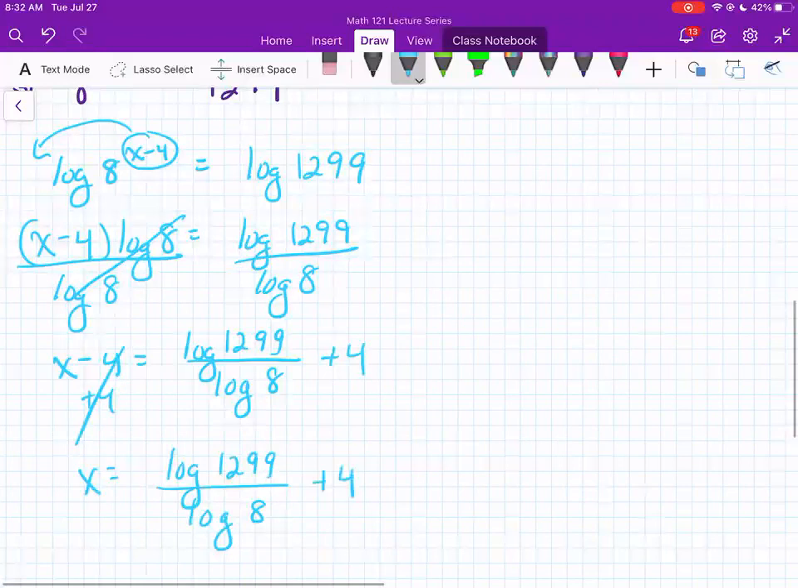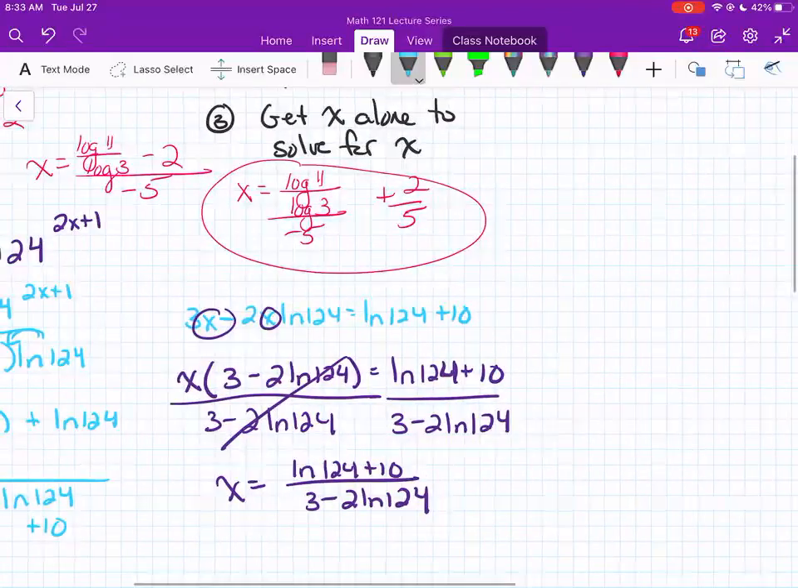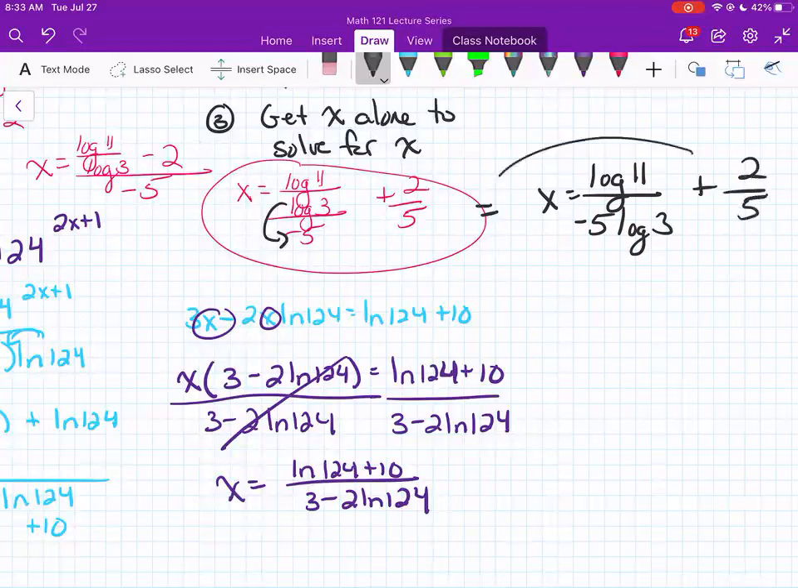Just as a side note, on the very first problem we did that was similar to that, if you wish to, you can rewrite this and bring this piece together so that it can be more simply written as log of 11 over negative 5 log of 3 plus 2/5. That's the same thing and can make it a little simpler.